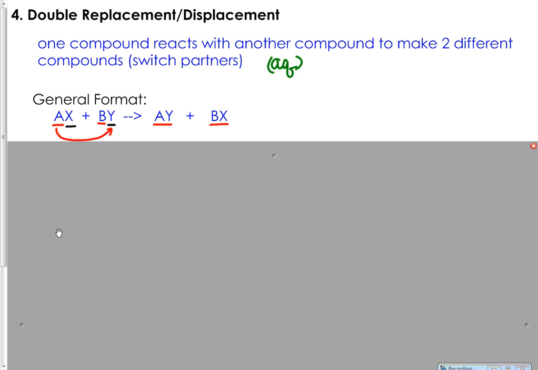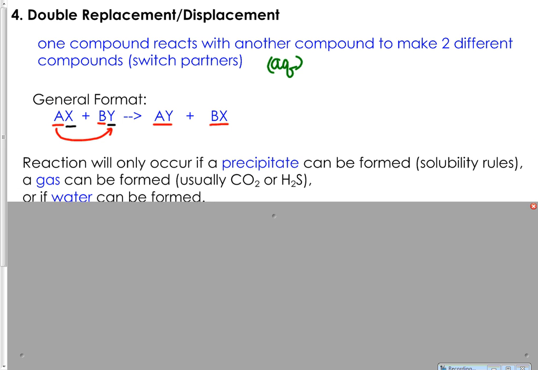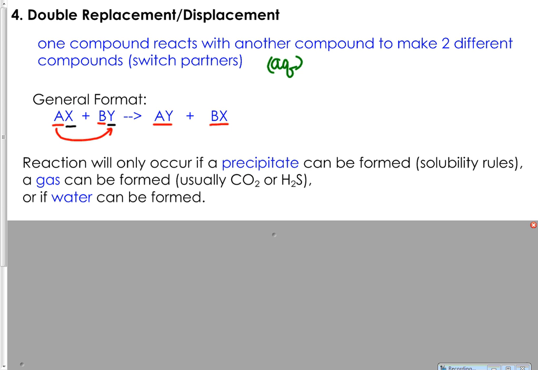Now, not every reaction will take place. Not every double displacement reaction will happen. You have to be able to form one of three things. So if a precipitate can be formed, and a precipitate is something we call a solid formed from two solutions.